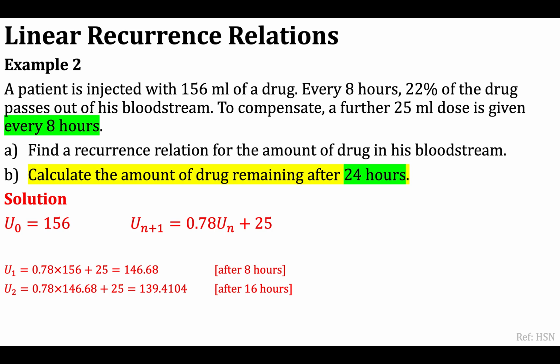U2 is 0.78 multiplied by U1, which was 146.68, plus 25, and that is equal to 139.4104, and that is the amount of the drug remaining in the patient's bloodstream after 16 hours. U3 then is 0.78 multiplied by U2, which is 139.4104, plus 25, and that's equal to 133.740112, and that's the amount of drug remaining after 24 hours, which is our answer.